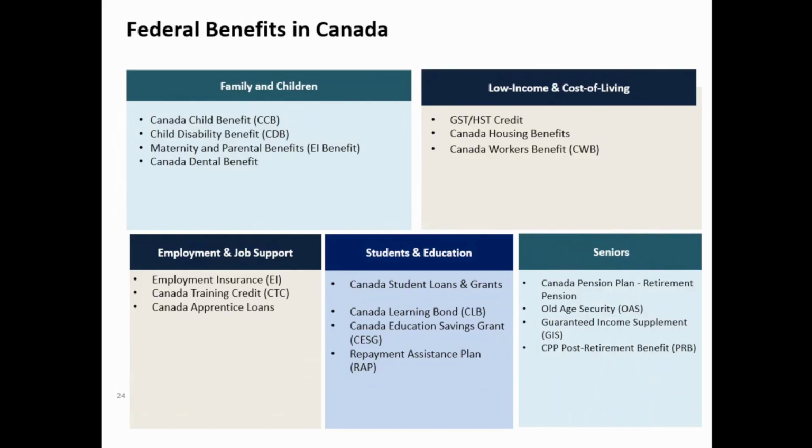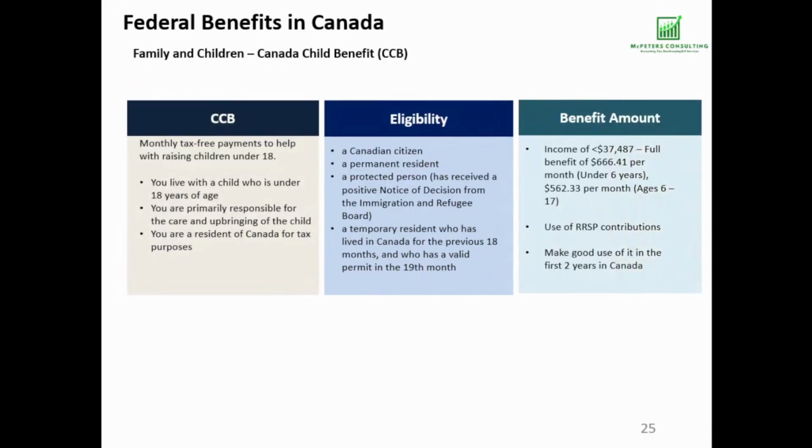Canada Child Benefits, I think we all know that, right? It's just to support families taking care of children. When you are a citizen or a PR, you are able to get your Canada Child Benefits. If you are here on a temporary work permit, for the first 18 months, you may not be entitled to it. But on your 19th month, if your visa is still valid, you are entitled to the Canada Child Benefit. For people on refugee status, you will receive a positive notice of decision from the Immigration and Refugee Board. From that date, you are able to claim Canada Child Benefits, just for us to note.